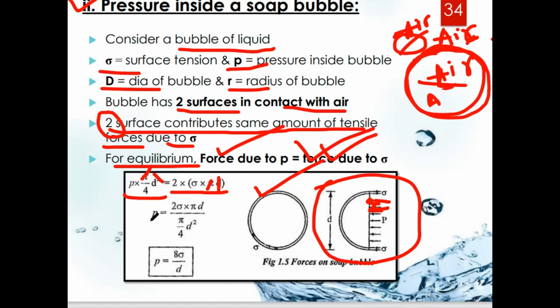So you will get P is equal to 2 sigma, and here the 4 you send to the right hand side, so 4 twos are 8. So you will get the pressure inside a soap bubble as P is equal to 8 sigma divided by D. So that is the equation for pressure inside the soap bubble.